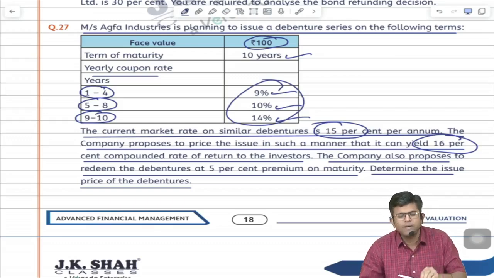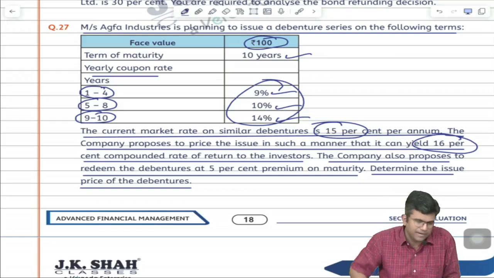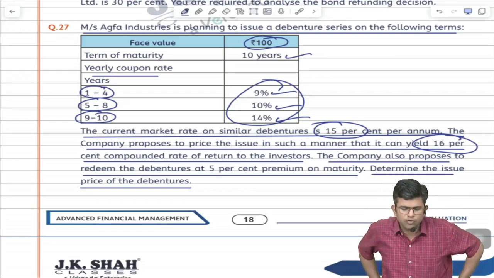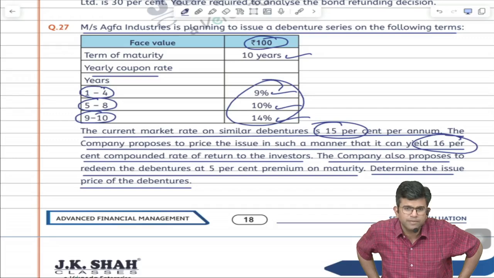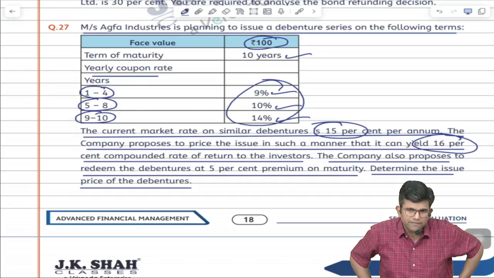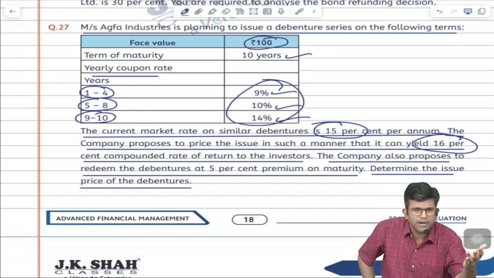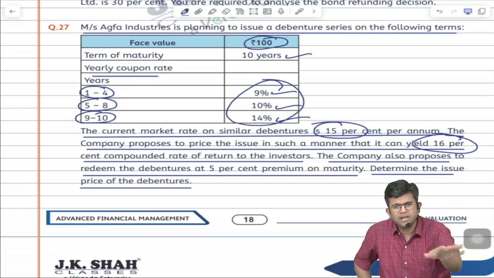Now some of you might feel confused and some of you might understand that, sir, how is it possible that if you are giving us a coupon of 9%, 10% and 14%, how is it possible that we will generate YTM of 16%? Understood question? Very simple. I will issue the debenture at a discount and I will redeem it at par. I hope you are able to understand. See, if I issue the debenture at 100 and redemption is also at 100, then can I say you will not earn anything above coupon rate?